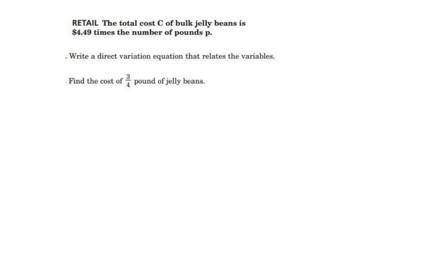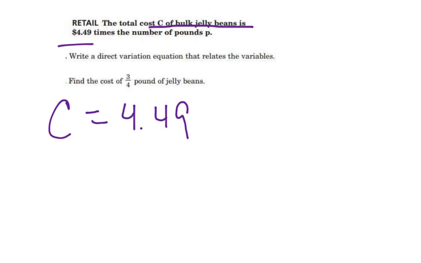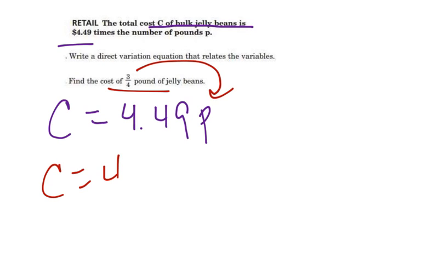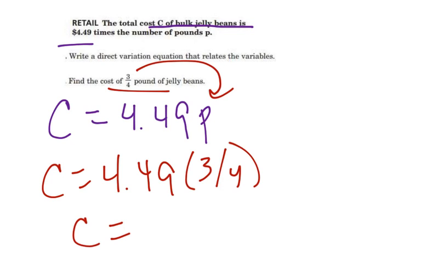The total cost, C, of bulk jelly beans is 4.49 times the number of pounds. Write a direct variation equation. They have actually given you the constant of variation, that 4.49. So your equation, total cost is, so C equals 4.49 times the number of pounds, so times P. There's your direct variation equation. Then they want you to find the cost of 3/4 of a pound. You just put that number in for P. C is equal to 4.49 times 3 divided by 4. C is equal to, I think it was 3.36.